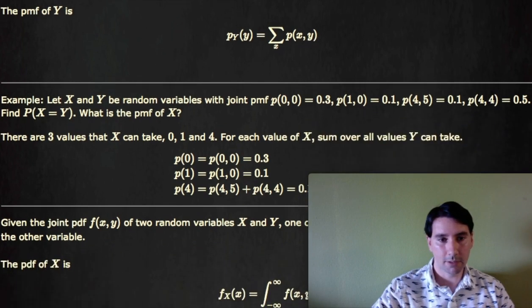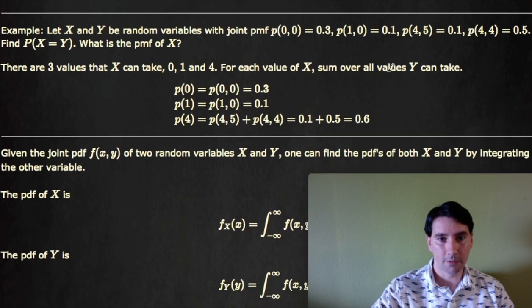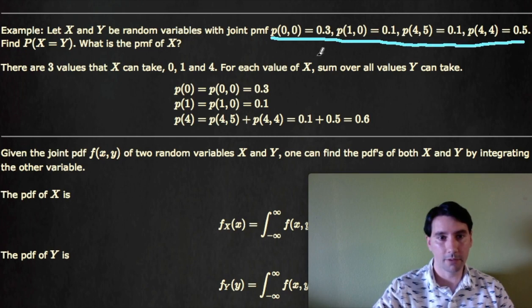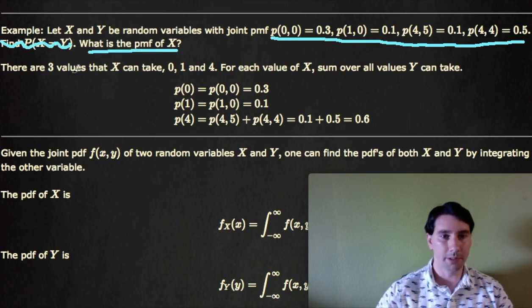So let's take this example that we saw above again. X and Y have this joint PMF: p of 0, 0 is 0.3, p of 1, 0 is 0.1, p of 4, 5 is 0.1, and p of 4, 4 is 0.5. We want to find the PMF of X. Oh, and this is a typo. We already found the probability that X equals Y above.